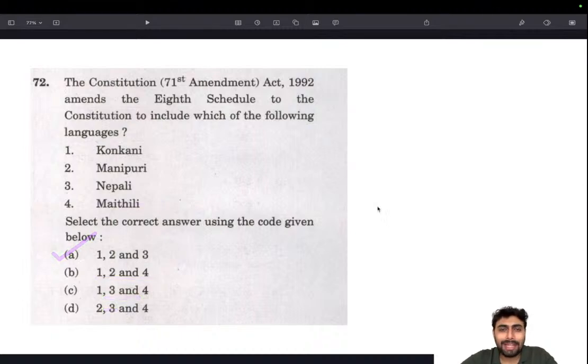So nothing more can be done. Just read your question very carefully. If something like that is being asked, don't just readily jump to the answer. They are not asking about the 2022 one. It's asking about the 1992. Okay.